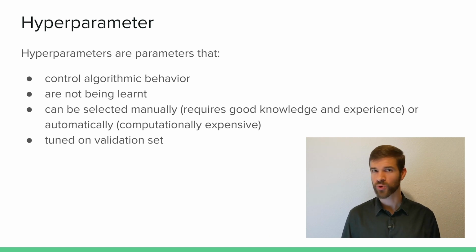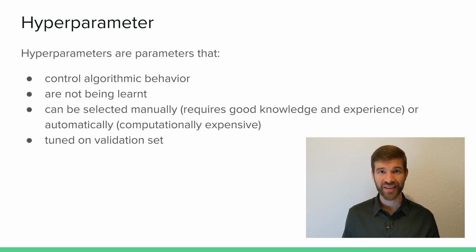I already used this word before, hyperparameter. Let's talk about this once more to really make sure that you understand what it is. A parameter is a value that we're learning during the training. So a weight in one of our layers is a parameter. A hyperparameter is something that we do not learn, that we actually have to provide, but that controls the algorithmic behavior.